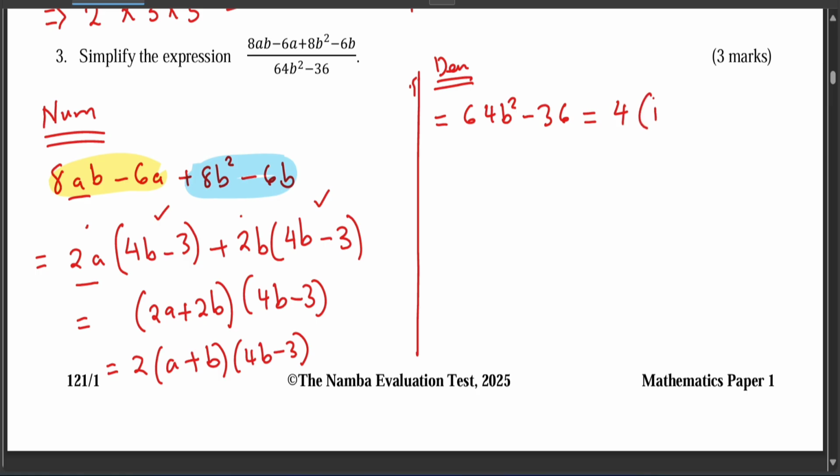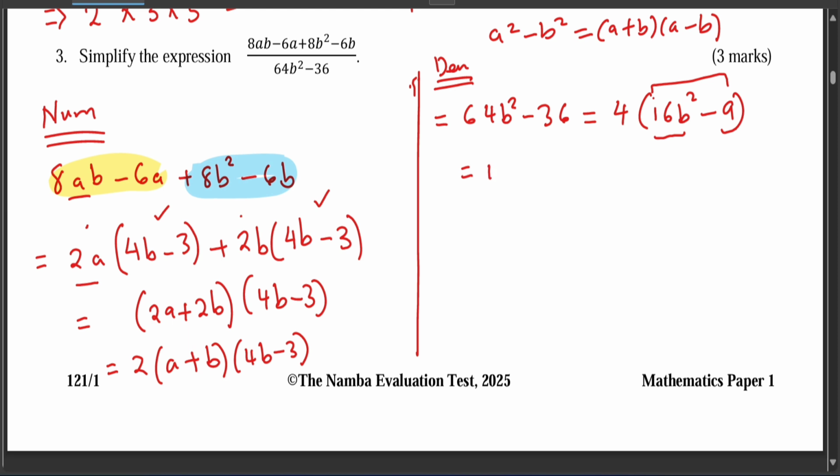64 divided by 4 is 16. So 16b squared minus 9. So after you factorize it like this, remember this one is a difference of 2 squares, and it's given by a squared minus b squared, which is equal to a plus b and a minus b. And how do you know it's a difference of 2 squares? Because you can find the square root of 16b squared and also the square root of 9.